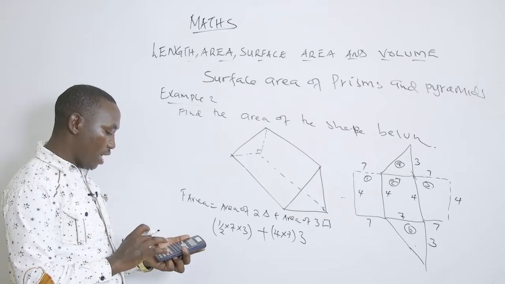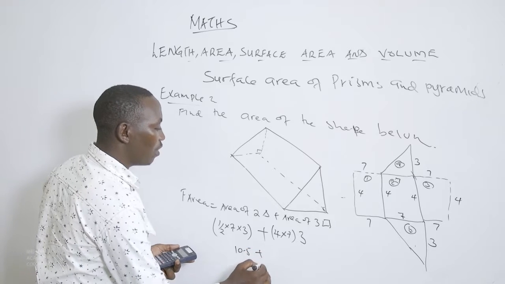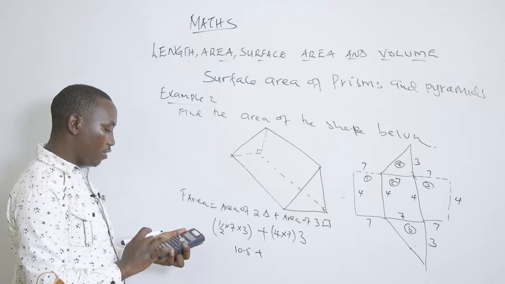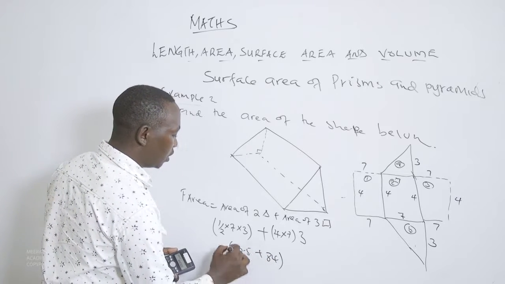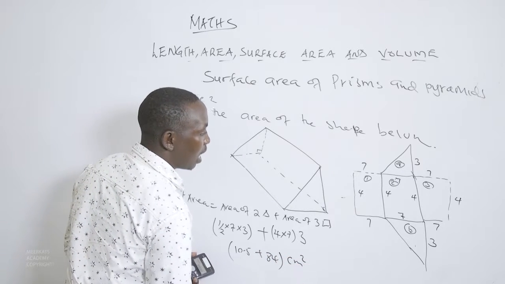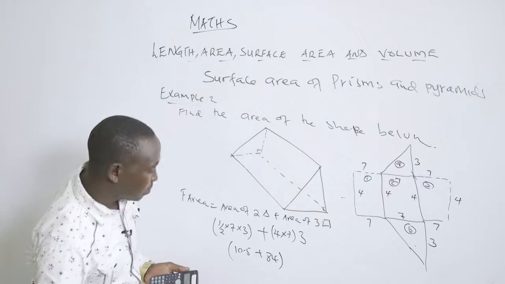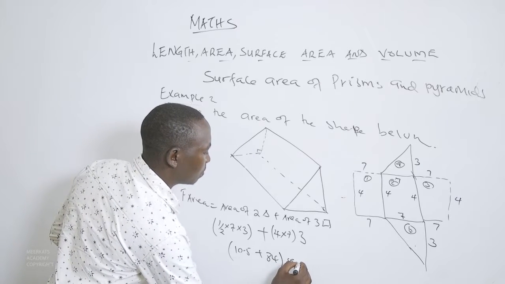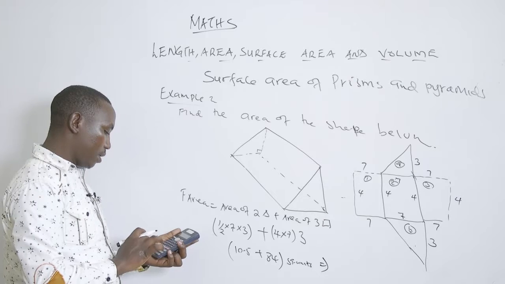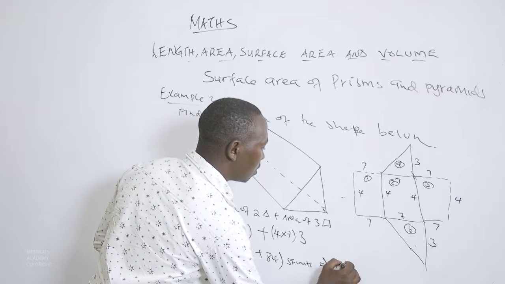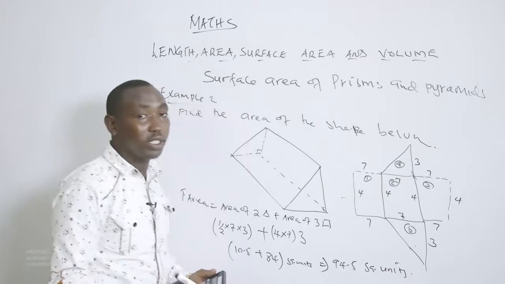21 divided by 2 will give us 10.5. We add to 4 by 7, which will give us 28, multiplied by 3 will give us 84. And these are square units. So this will give us a total of 94.5 square units.